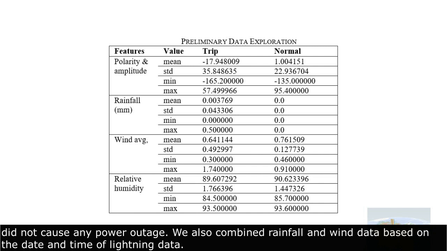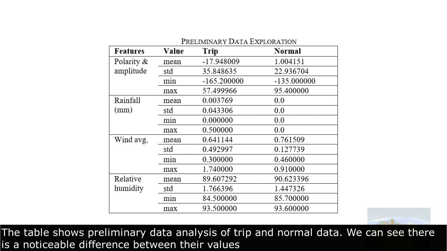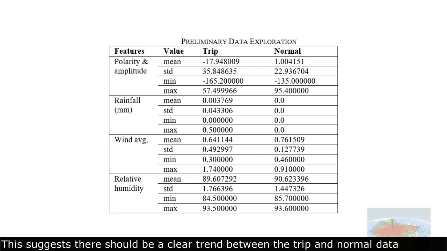We also combined rainfall and wind data based on the date and time of the lightning data. The table shows preliminary data analysis of trip and normal data. We can see there is a noticeable difference between their values. This suggests there should be a clear trend between the trip and normal data.